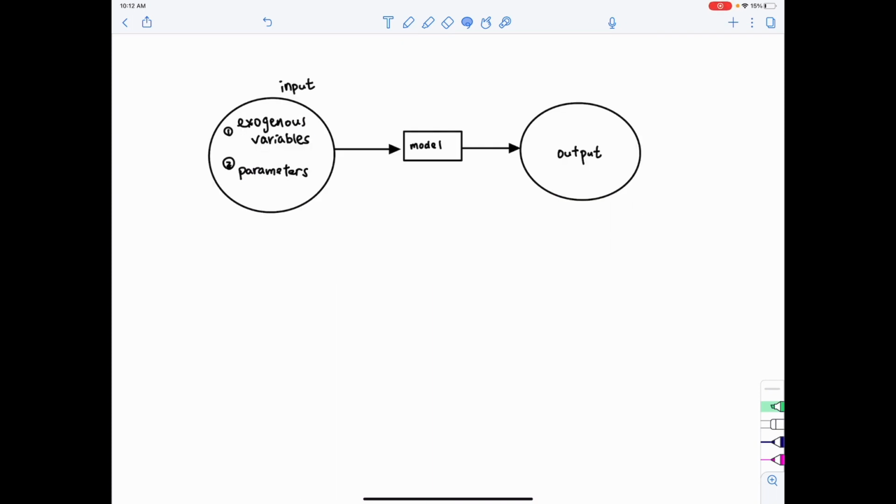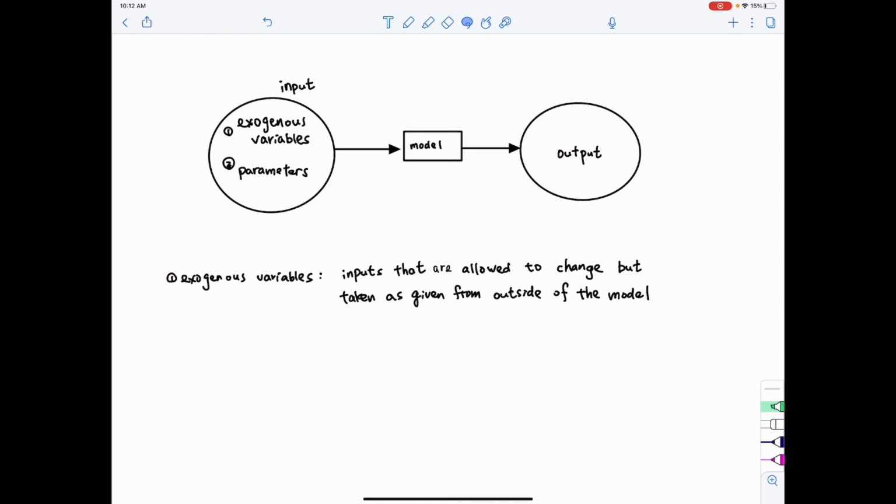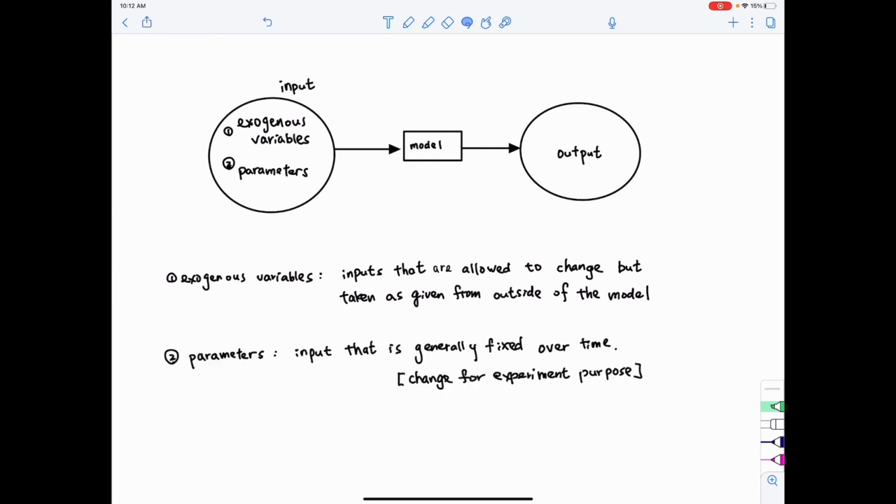So what's the difference between these two types of input? Exogenous variables are the inputs that are allowed to change but taken as given from outside of the model. So once you know the quantity of the exogenous variable, you just put it into the model and then it's going to spill out the outcome. You cannot change the value of those variables. But then what are the parameters? A parameter is an input that is generally fixed over time. So the main difference between an exogenous variable and a parameter is that the exogenous variables are allowed to change but taken as given, but the parameters are generally fixed over time.